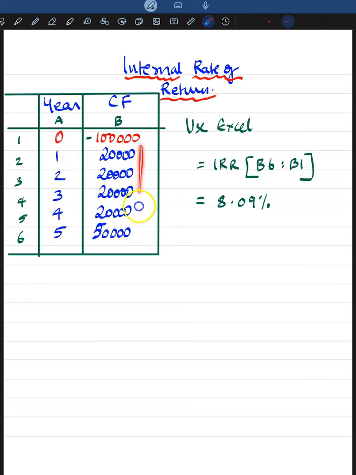Now instead of getting carried away by looking at the sum total of 1,30,000, I'm going to see what is the actual return generated by this project by also considering the time value of money. So I will use the formula called IRR, which is going to take care of values in the cells from B6 to B1. If I do so, I'll get the value as 8.09%.